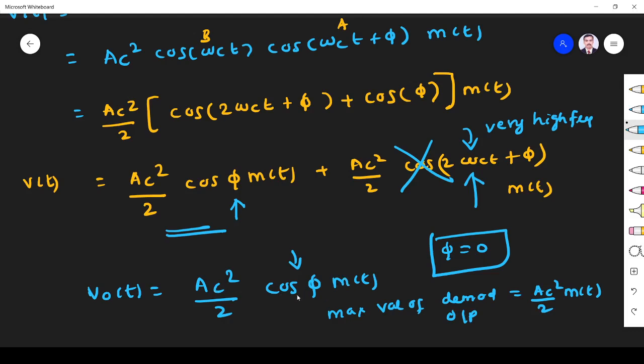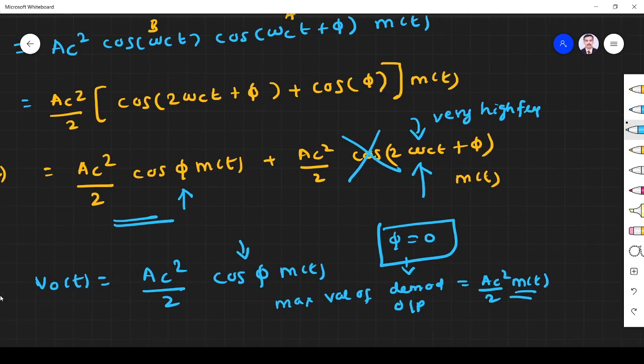Only this factor will vary depending on phi. So this is possible when phi is equal to 0. When phi is equal to 0, we will get the maximum value of m of t. So with proper scaling, we can remove Ac squared by 2. So we get the remaining m of t properly, right? So this is the first thing.